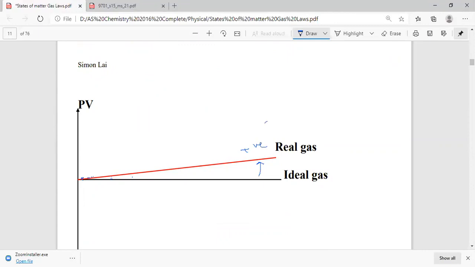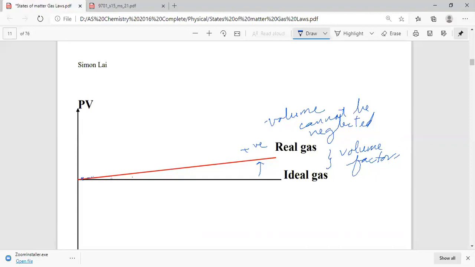The positive deviation is due to the volume of the gases, which cannot be neglected. So positive deviation is due to the volume factor. So you can see why the assumptions break down at very high pressures.